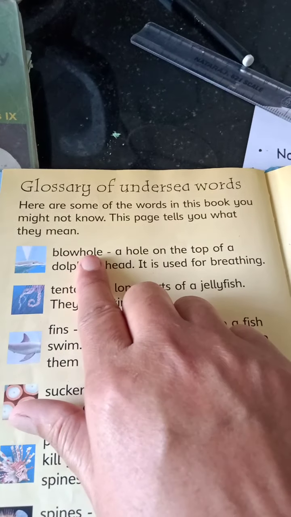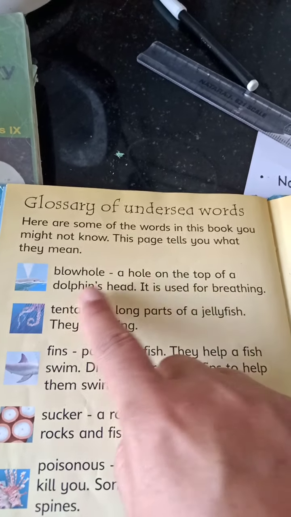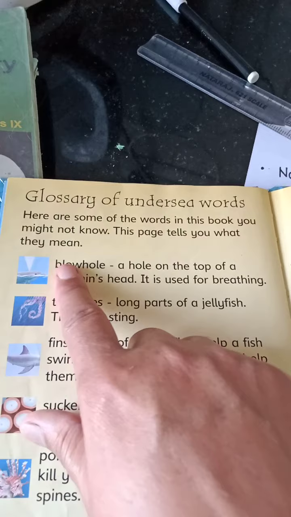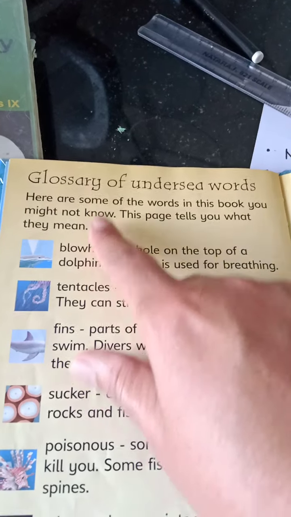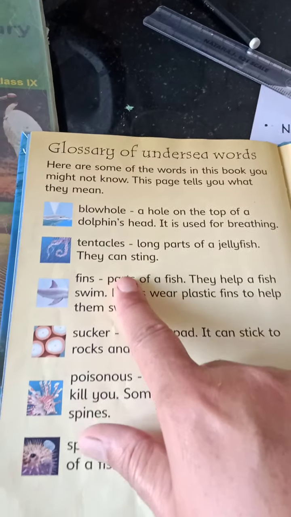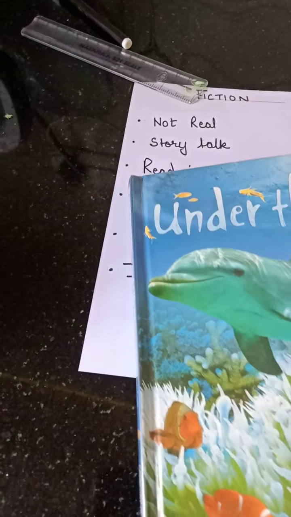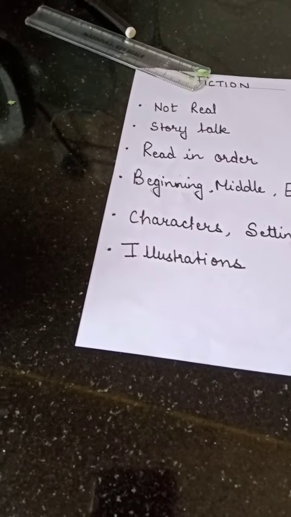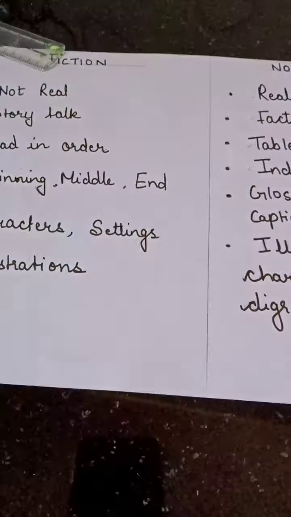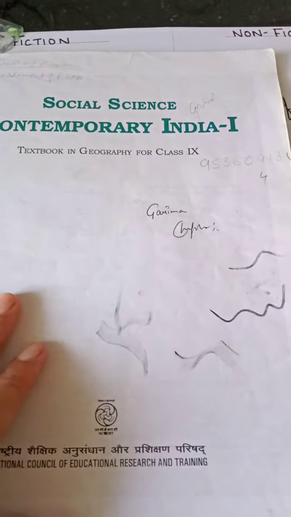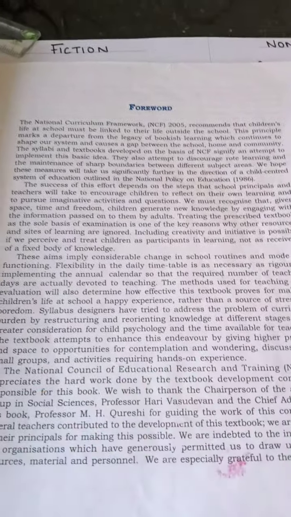See, there was a word called blowhole. And what's a blowhole? A hole on top of a dolphin's head. It is used for breathing. Did you know what blowhole is? Now you know it, but did you know it earlier? No. So glossary is generally a list of all the difficult words which are there in the book, and these words are listed under a heading called glossary. And here they provide the definition or the explanation of that word. It helps the readers to understand what that word means.